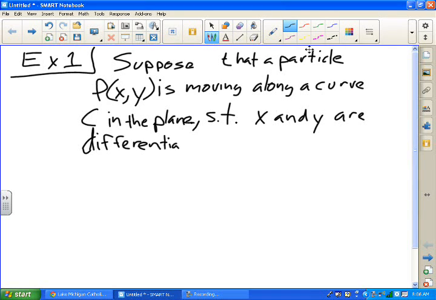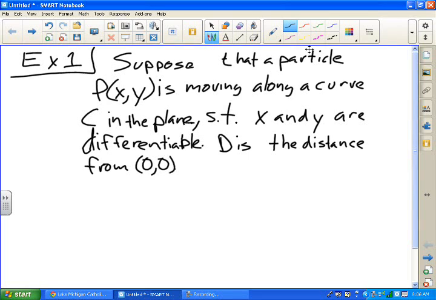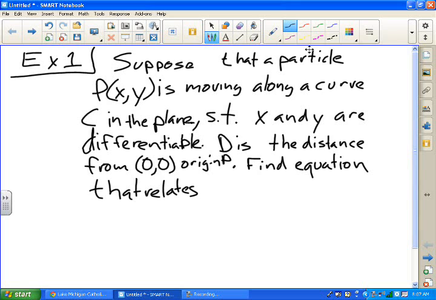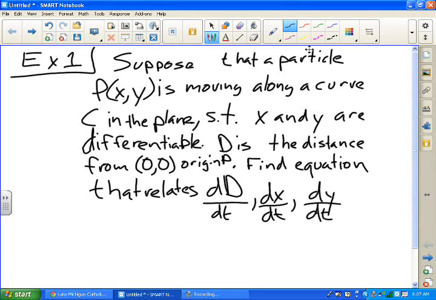Suppose there's a particle that's moving on a curve C in a plane such that x and y are differentiable, and d is the distance from the origin to P. How would we go about finding an equation that relates the difference in distance with regards to x and y? So we have three things that change. The distance changes, the x changes, and the y changes with respect to time. And so this is a typical related rates type approach.